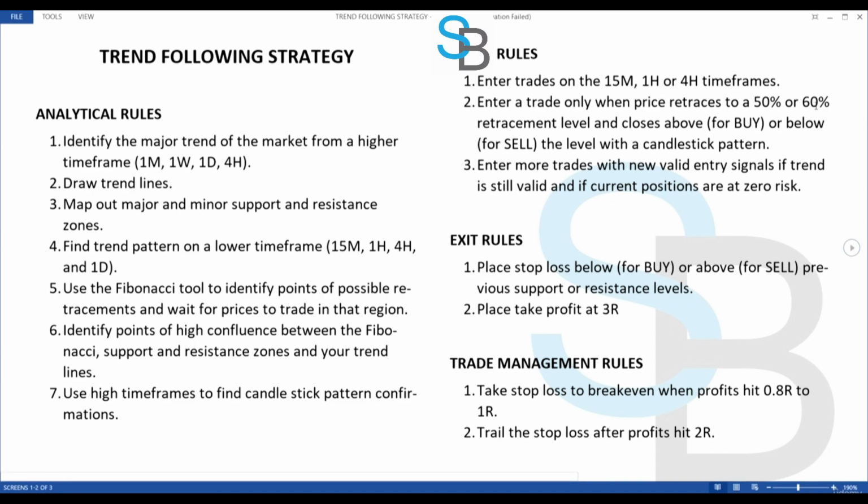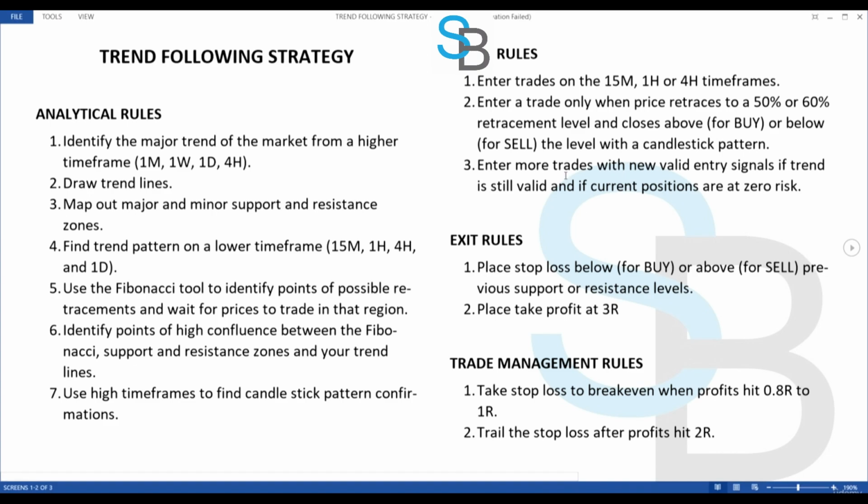So the 50 or 61% retracement level, and price closes above, which is for buy, or below, which is for sell, that level with a candlestick pattern. So we have to see a candlestick pattern at that level, and you also have to see a candlestick pattern on an upper level. And then for the third point, you enter more trades when a valid entry signal occurs, and if your trend is still valid, right? And if your current positions are at zero risk, it means if you are trailing your current positions or if you have them at break even. That would be the third entry rule.